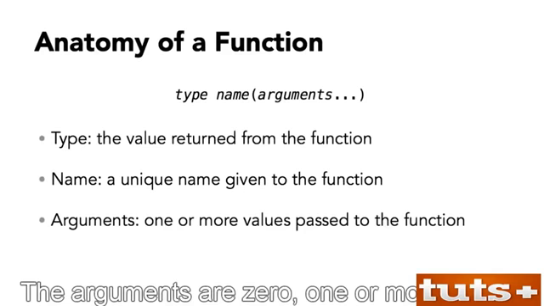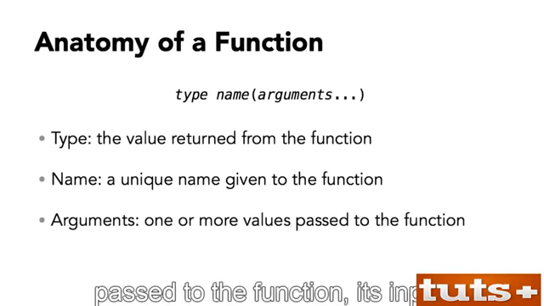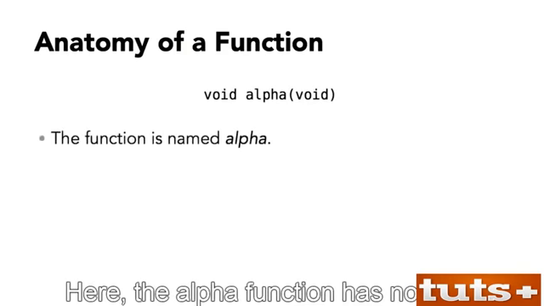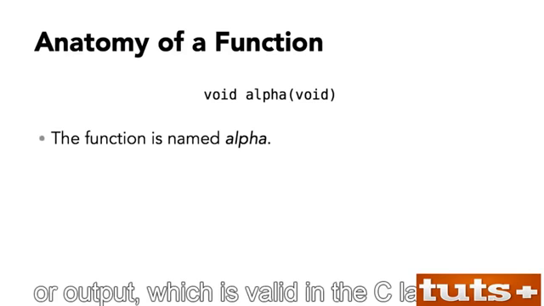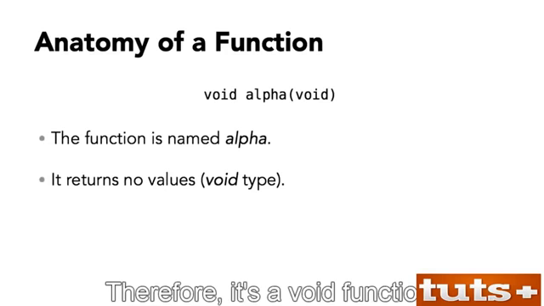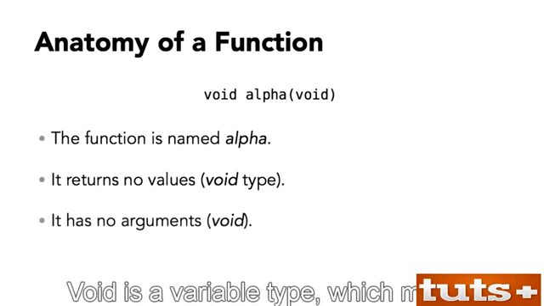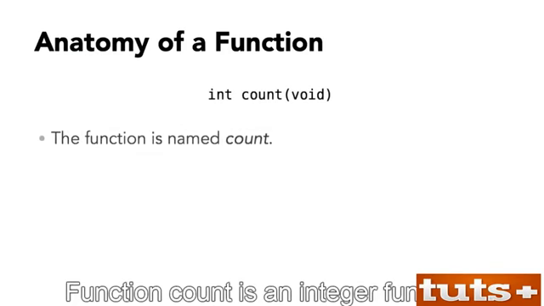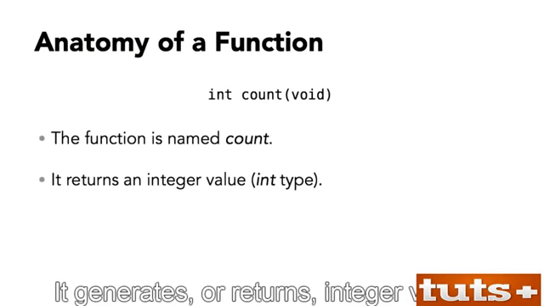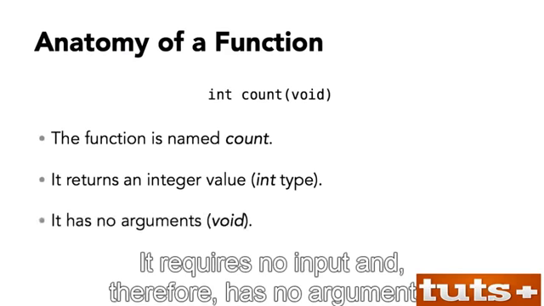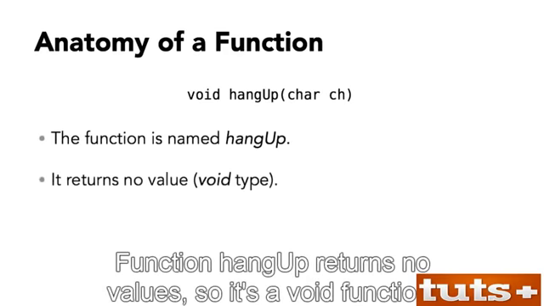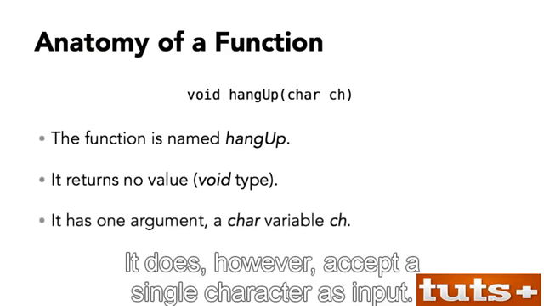Here, the alpha function has no input or output, which is valid in the C language. Therefore, it's a void function. Void is a variable type, which means I have no variable type. Function count is an integer function. It generates or returns integer values. It requires no input and therefore has no arguments. Function hangup returns no value, so it's a void function. It does, however, accept a single character as input. The character is an argument, and it's referenced by variable ch.